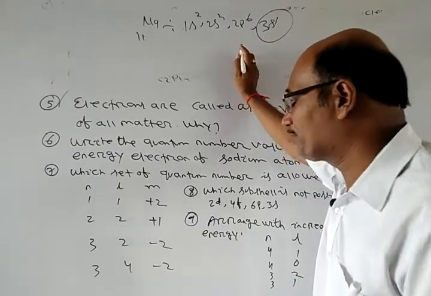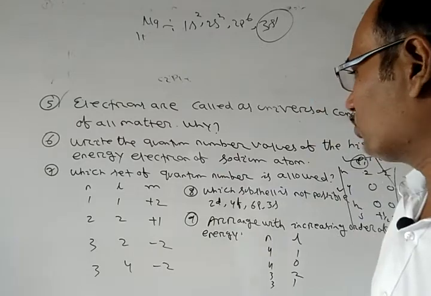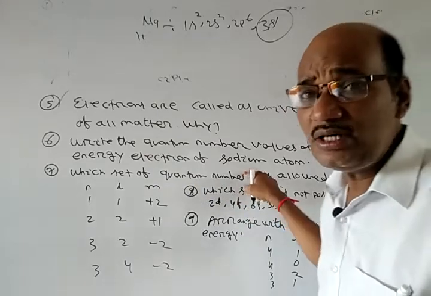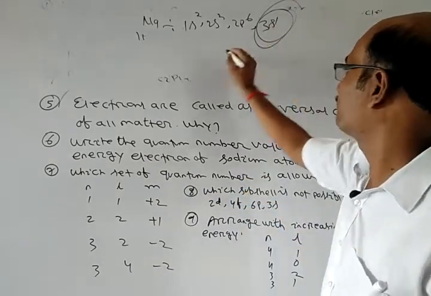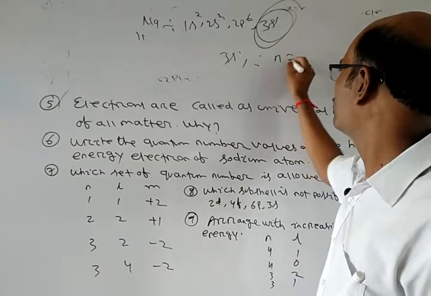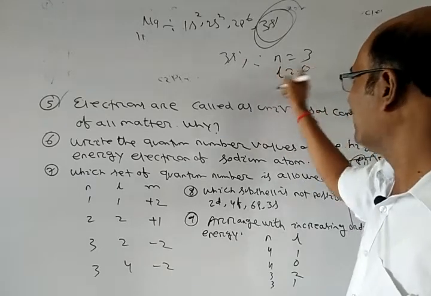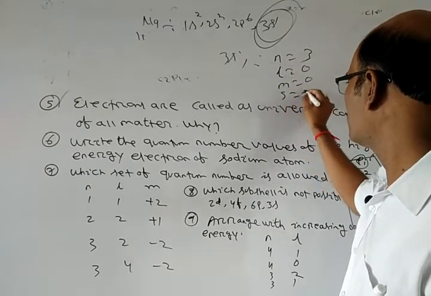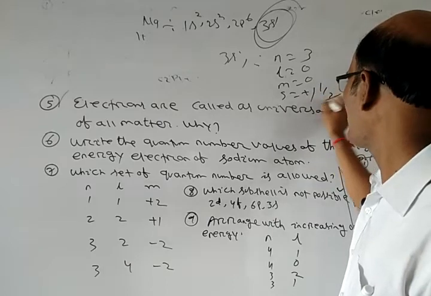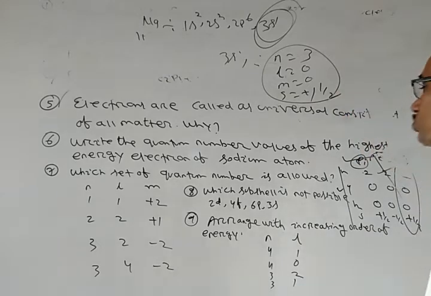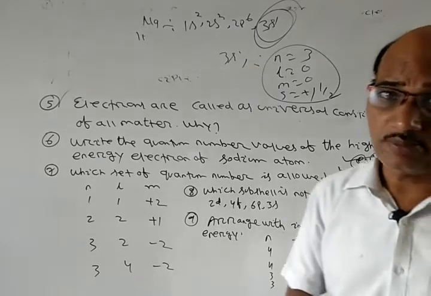Okay, so we have to write the quantum number values of the highest energy electron of sodium. So who is the highest energy electron? This one, 3s1. Therefore n is equal to 3. Because it is s, l equals 0. When l is 0, m is 0, and s equals plus or minus half. So the highest energy electron of sodium, the 3s1, has quantum numbers n equal to 3, l 0, m 0 and s plus or minus half.